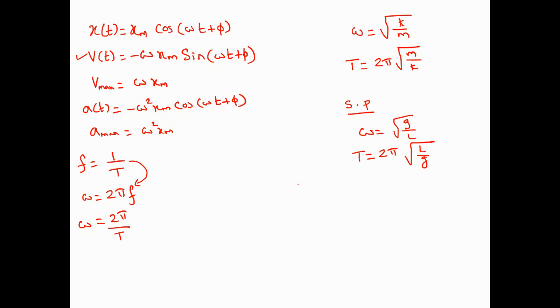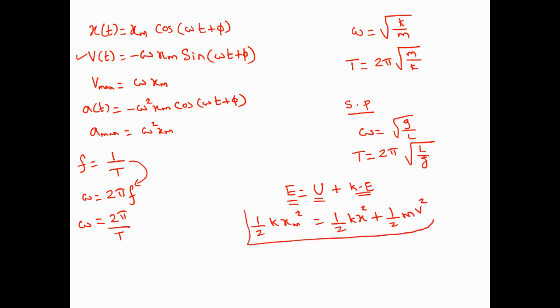And then we studied the equation for the conservation of mechanical energy. That means the energy equation, which is equal to potential energy plus kinetic energy, which is nothing but half k amplitude square. The potential energy formula is half k x square, and the kinetic energy formula is half m v square. So this is the formula we use to find the energy equation. These two are equal to this one.